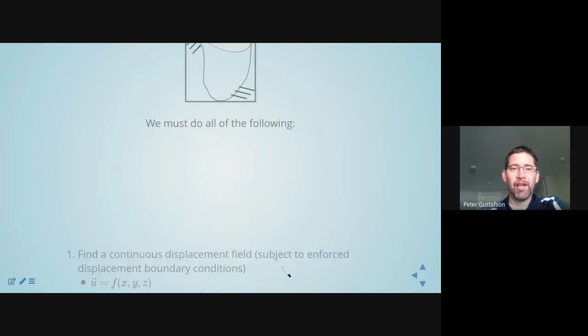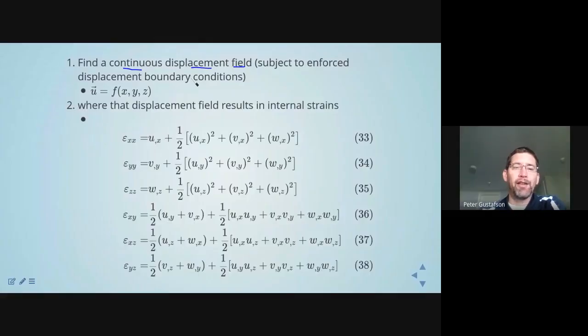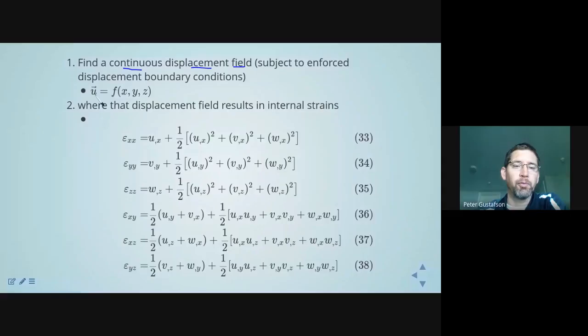We need to find a continuous displacement field subject to the boundary conditions that exist, so it has to be consistent with the displacement boundary conditions. We need to find a displacement field that's describable by a function of position. Displacement itself is a vector of length 3. It has components in the x, y, and z direction. Of course, this all applies also to other coordinate systems beyond Cartesian, but we're doing Cartesian.